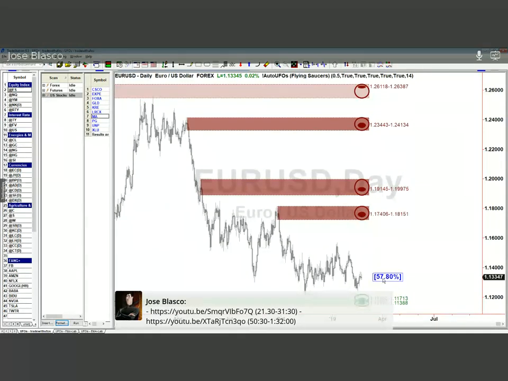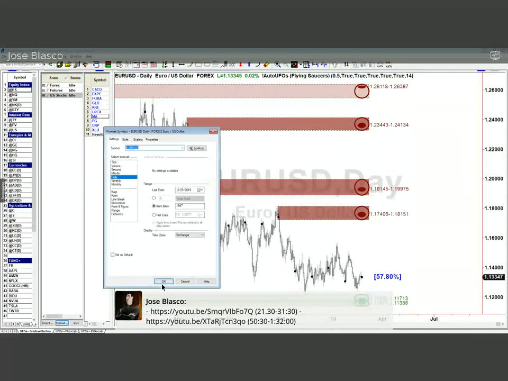So first of all, what this means is that based on the amount of data that you have on your screen, which depends on two things, depends on the amount of bars you have loaded, okay?